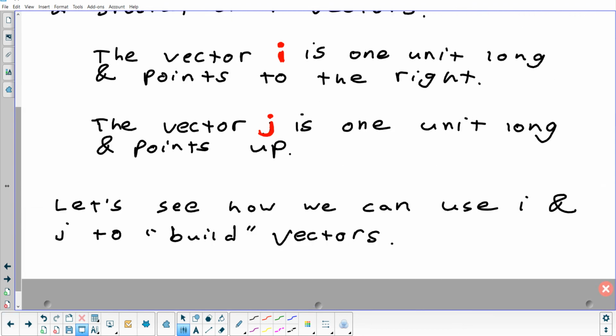So essentially what we're going to do is use these i's and j's, pretend like they're building blocks. We're going to stack i's and j's together, and that's going to help us to make a vector.